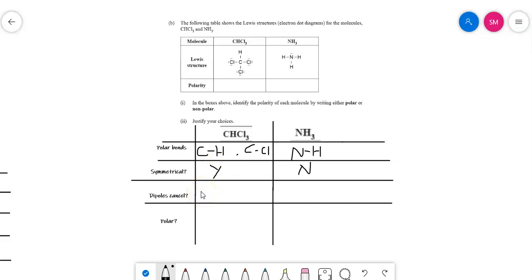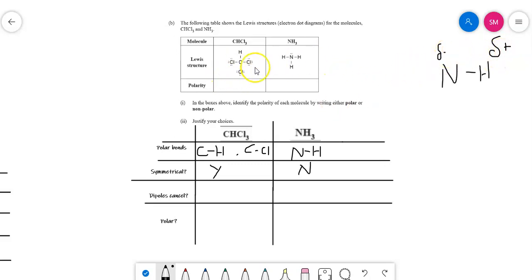So dipole is perhaps a new word that we've come across. Dipole is what we refer to when we have a polar bond. So NH, for example, nitrogen has a greater electronegativity than hydrogen. So the electrons spend more time around the nitrogen than they do the hydrogen. So this has a negative charge. What we call this is a dipole. Effectively, it's got two poles to this bond.